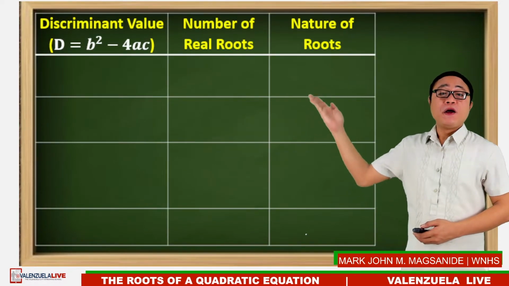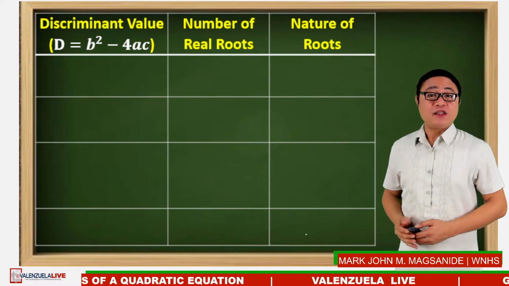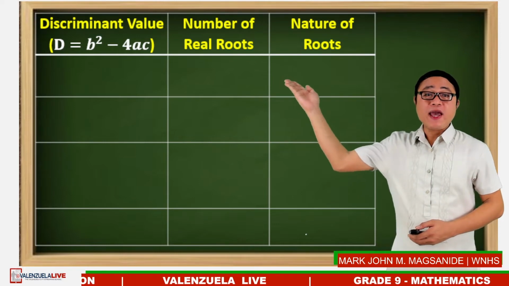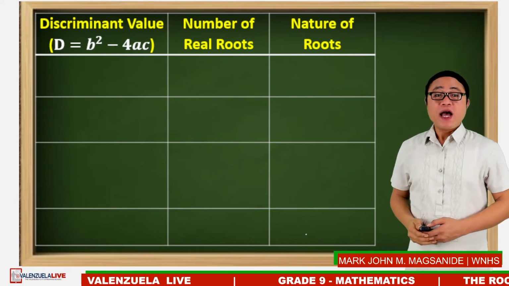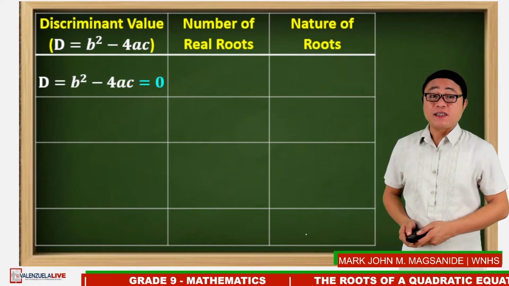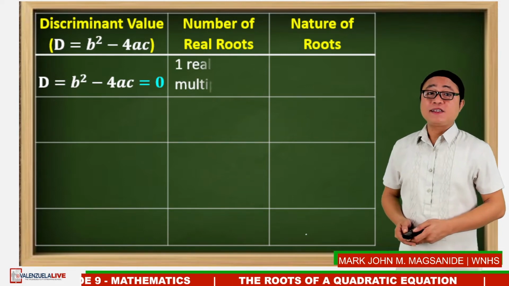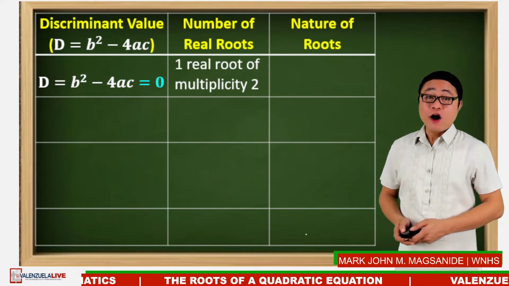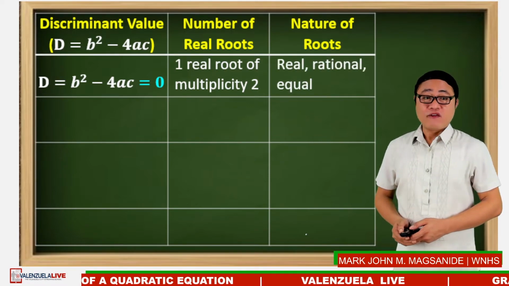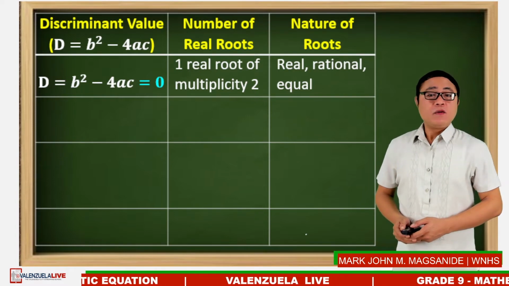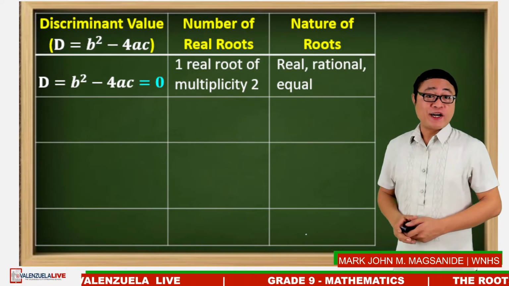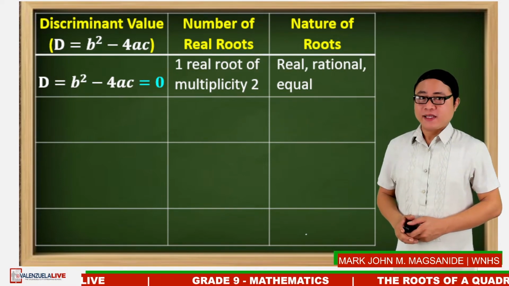This table shows the possible values of d with its corresponding number of real roots and the nature of roots. In the first row, the value of d is equal to 0. There is one real root of multiplicity 2, and the roots are real, rational, and equal. The one real root of multiplicity 2 means one real number exists as a root twice.